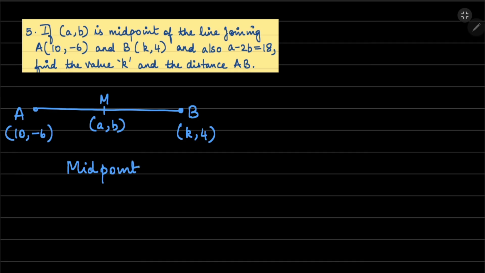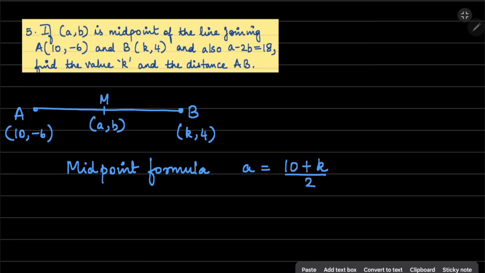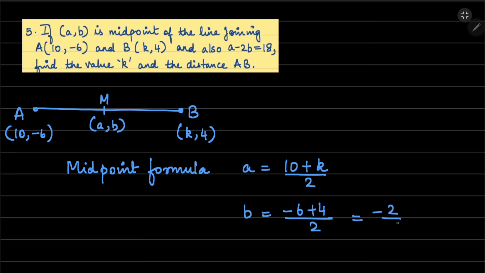Using the midpoint formula, what is A equal to? It is 10 plus K divided by 2, right? That's the value of A. Now what is the value for B? B will be equal to minus 6 plus 4 by 2. What is it? Minus 2 by 2, which is nothing but minus 1, right?